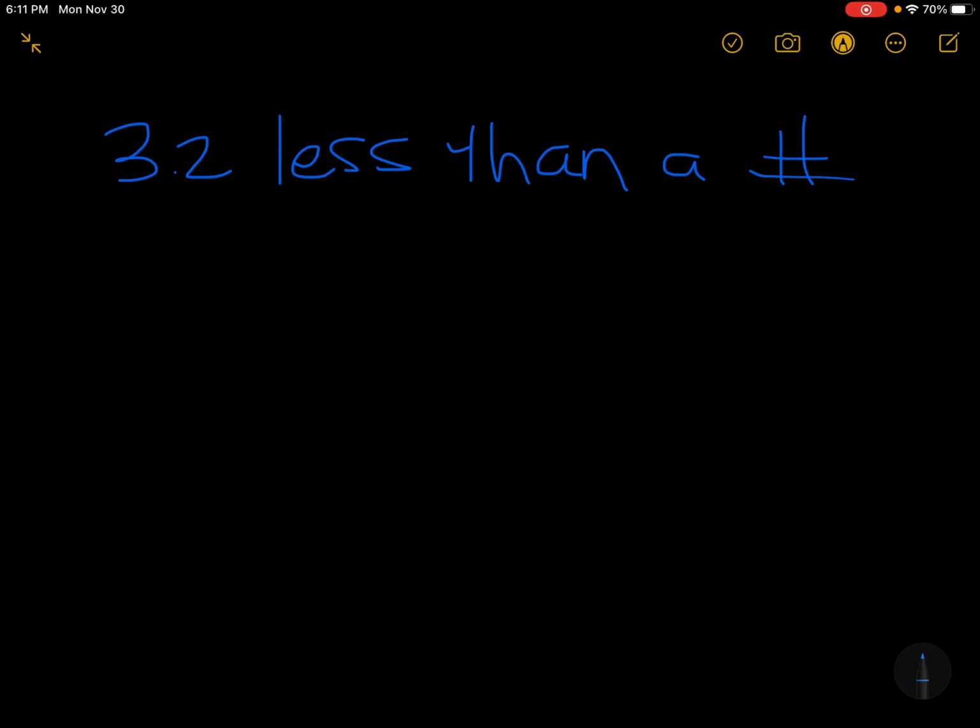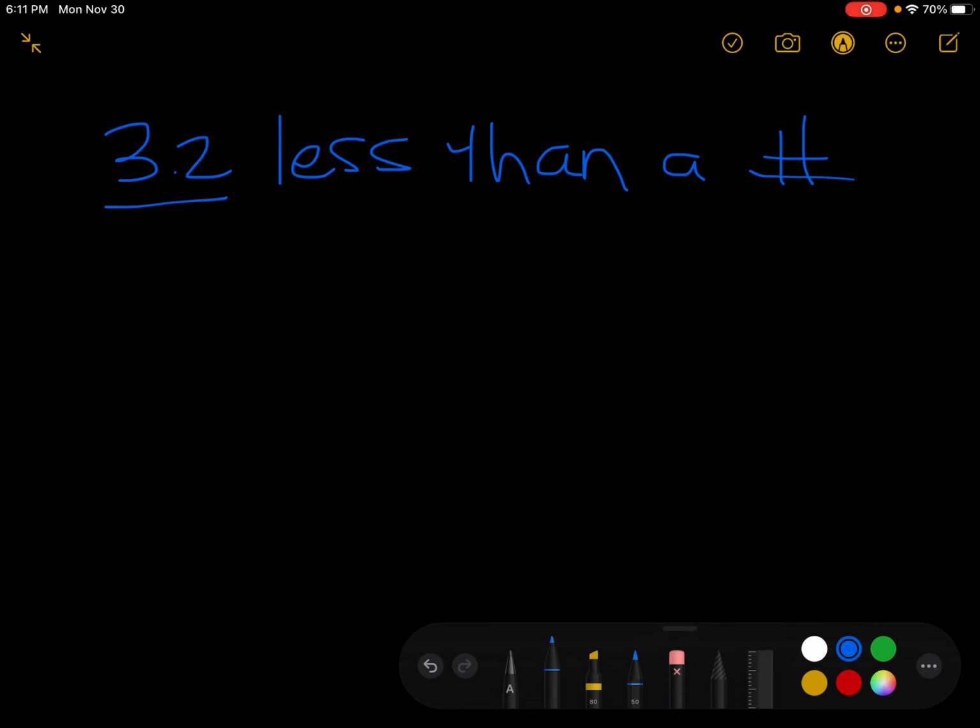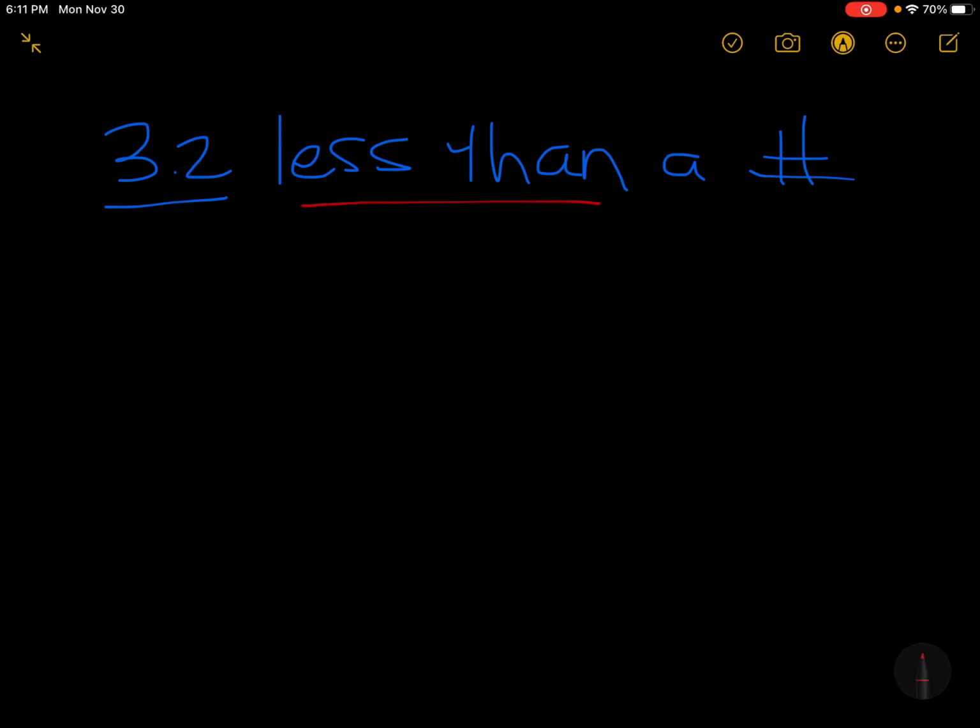So for instance, if we were told that we needed to find 3.2 less than a number, we can go ahead and write that out. Forgive the shorthand. 3.2 is very obvious for us. We can see that it is a number on its own. It's going to be a part of our problem. But let's look at the rest of this. It says 3.2 less than. Less than means to subtract.